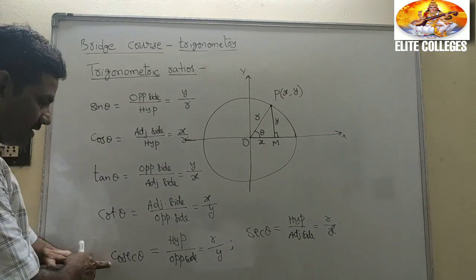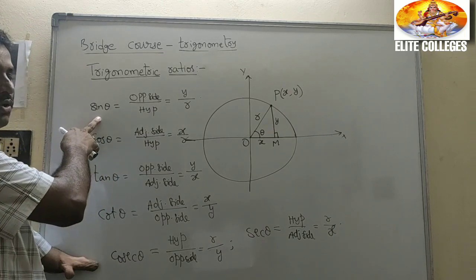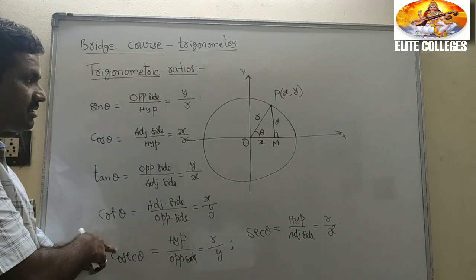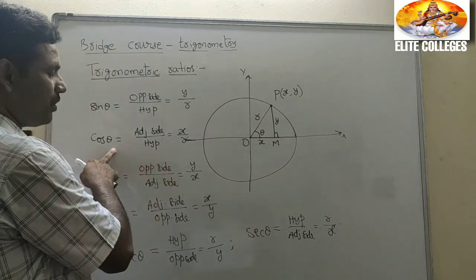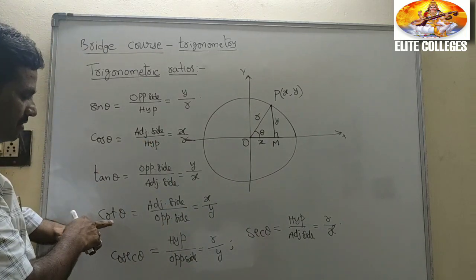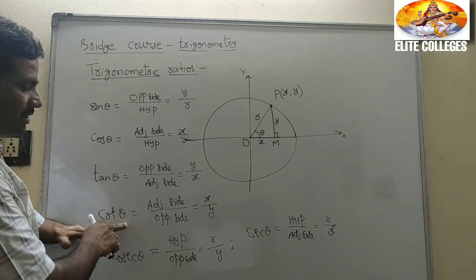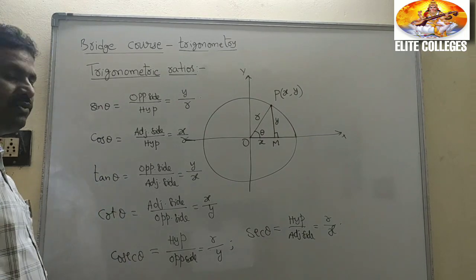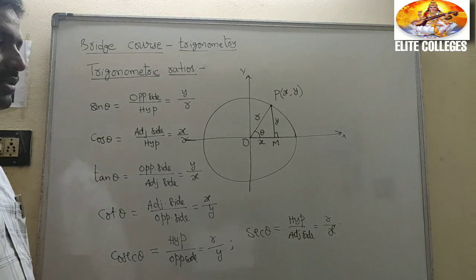What is the cosecant theta? Cosecant theta is nothing but the reciprocal of sine theta. So cosecant theta is 1 by sine theta. Secant theta is the reciprocal of cos, r by x. Next, what is the cot theta? Cotangent theta is the reciprocal of tan theta. These are the trigonometric identities.